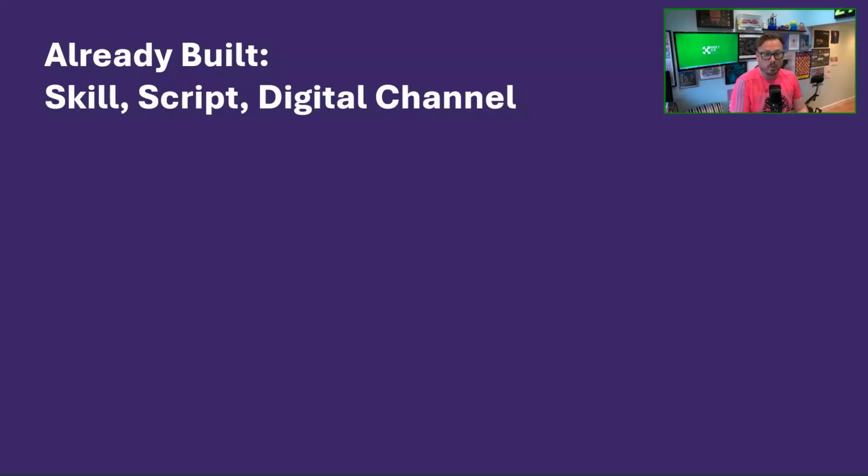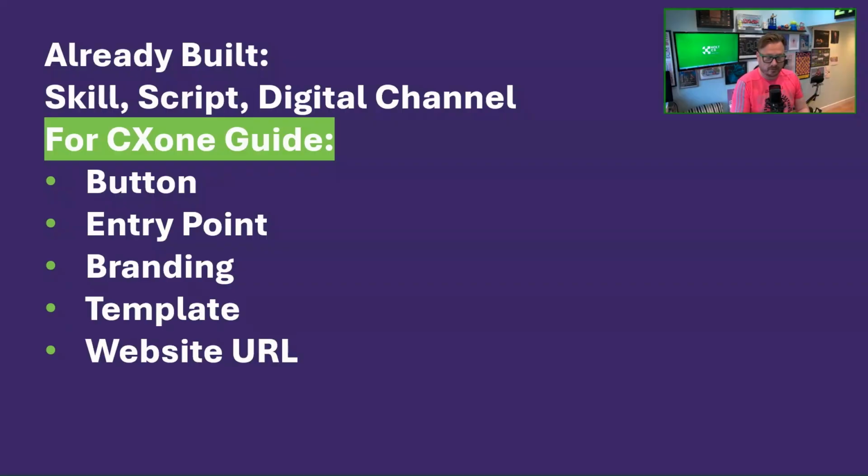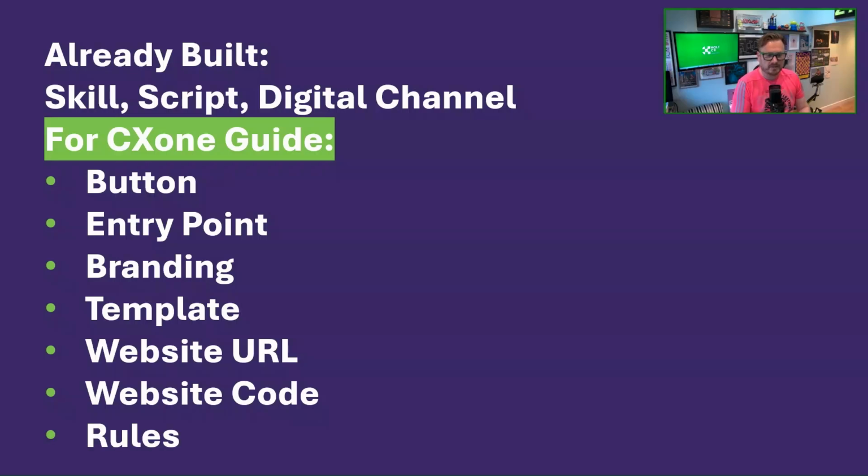So in Guide, what we then do is we build out buttons, not a necessity, but you need to have at least one button. Then entry points, branding, templates, website URLs, which are the websites you're posting things onto, website codes, and finally rules.